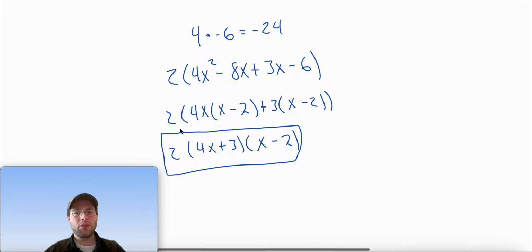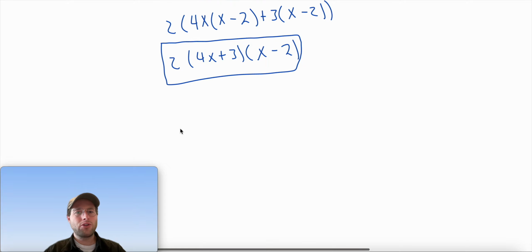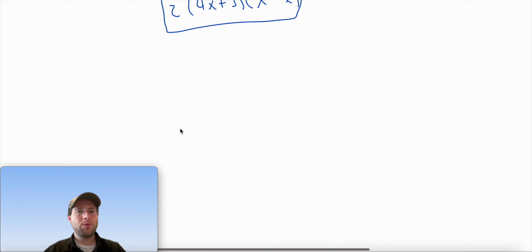If you're a little confused by what I just did with the factoring by grouping, I will have a separate video on factoring by grouping. Alright, so now we finish up with the AC method.